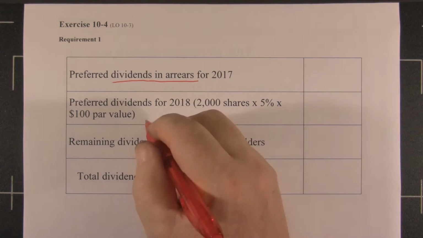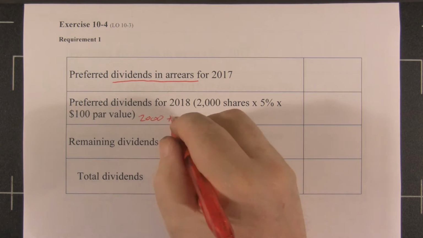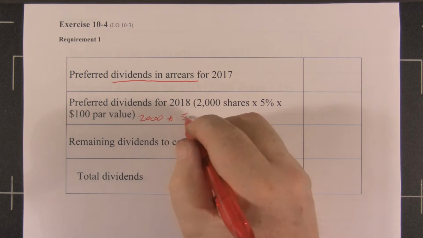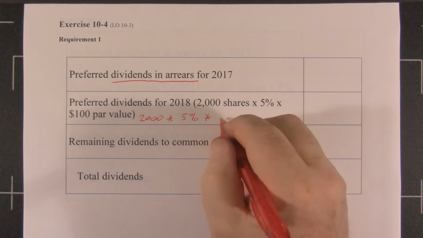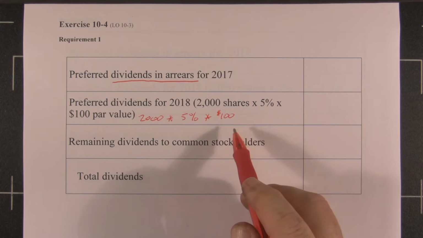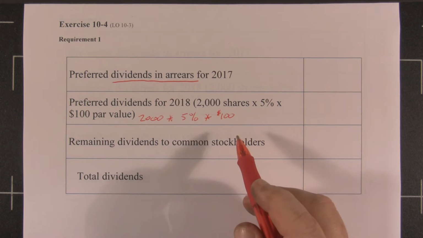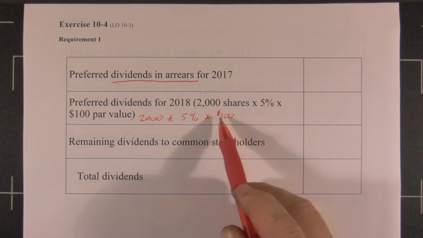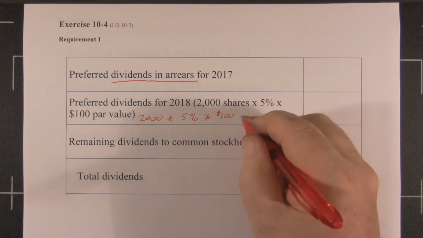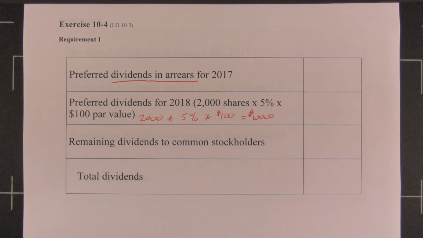So we have 2,000 shares of preferred stock at 5% of $100 par, which means that every time we pay a dividend, each preferred shareholder gets 5% of $100 or a $5 bill. And we happen to have 2,000 of them, so that's $10,000. So every time we pay a preferred dividend, $10,000 goes to the preferred shareholders.